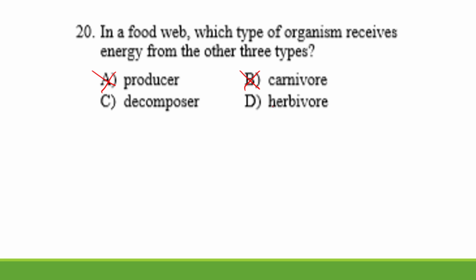The herbivore gets its energy from the producer. The decomposer gets its energy from everything else, right? Everything connects to the decomposer. The decomposer breaks down all the dead organisms.